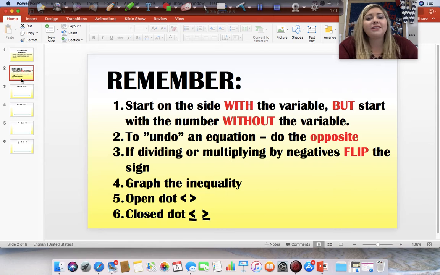Remember, start on the side with the variable, but start with the number without the variable. To undo an equation, you have to do the opposite. And if you're dividing or multiplying by negatives, then you also have to flip the sign. Graph the inequality. An open dot is for greater than or less than, and a closed dot is for greater than or equal to or less than or equal to.